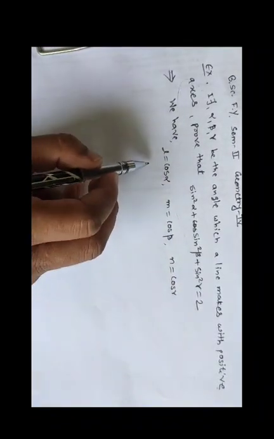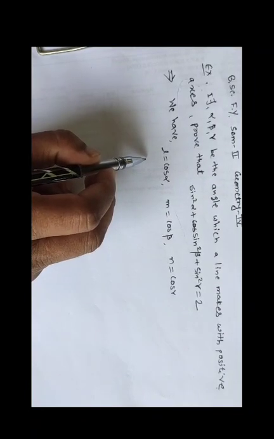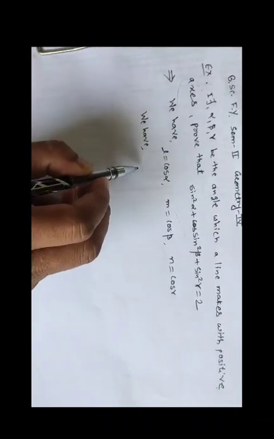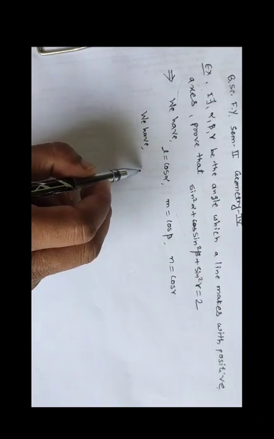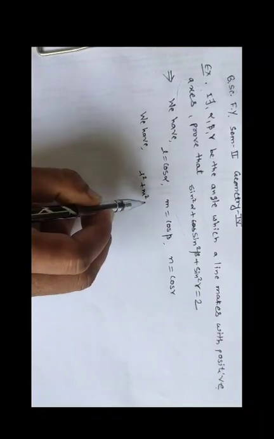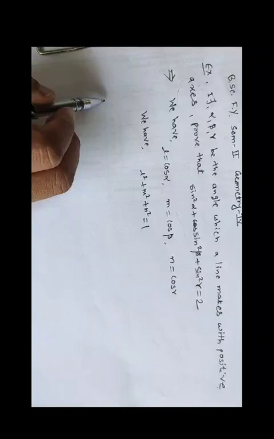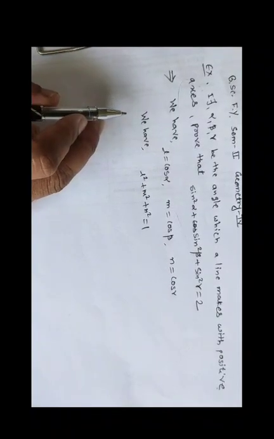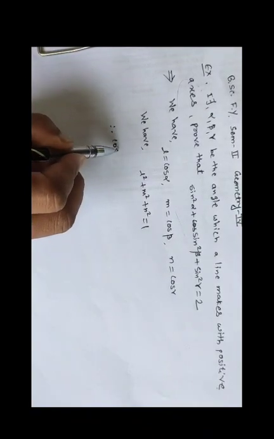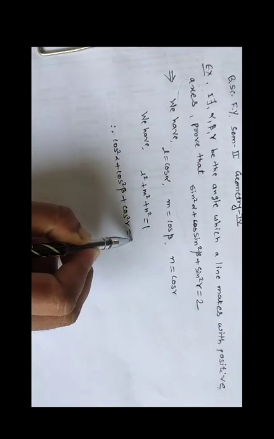So here we know one relation, which I think we studied in the last lecture on this topic: L square plus M square plus N square equal to 1. That means the sum of squares of direction cosines is equal to 1, and therefore cos square alpha plus cos square beta plus cos square gamma is equal to 1.